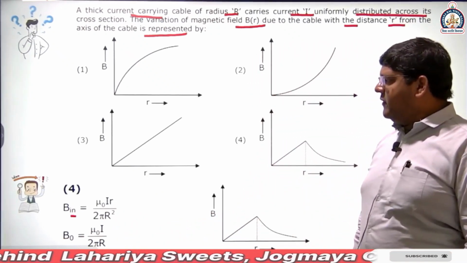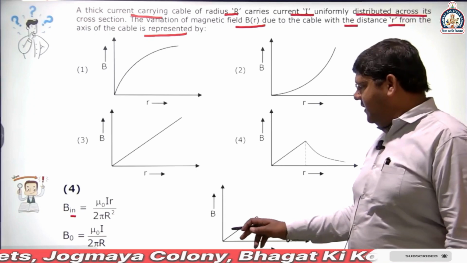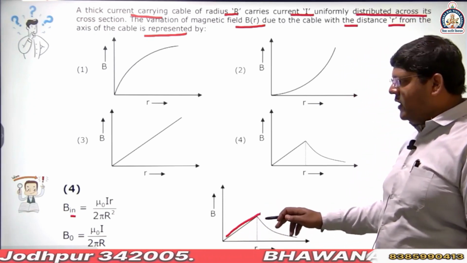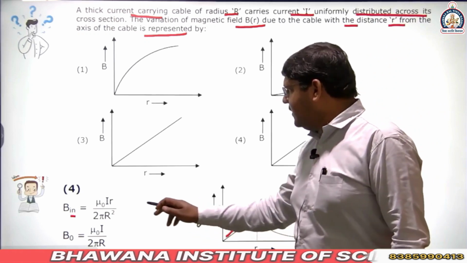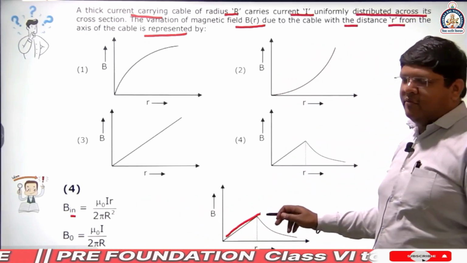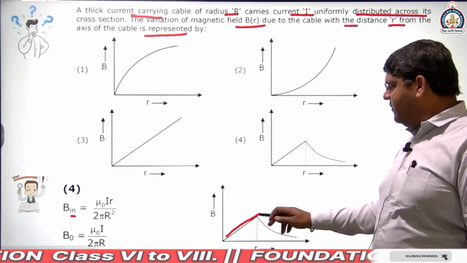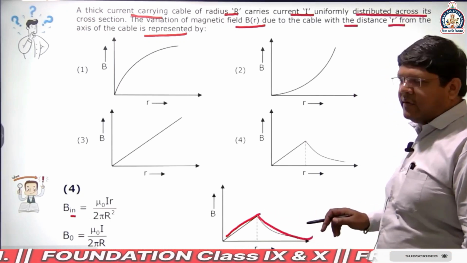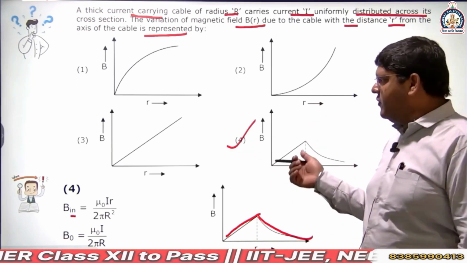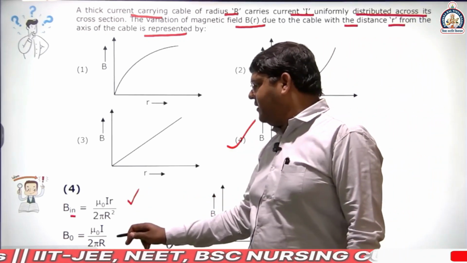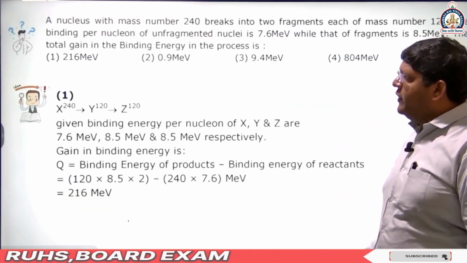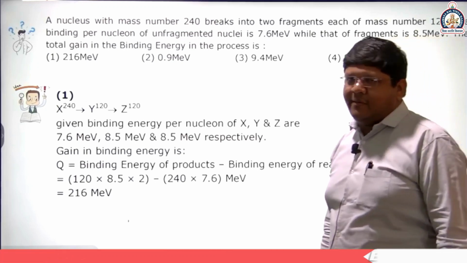On comparison, we can say the magnetic field increases with distance and reaches its maximum value, because in this relation we have a linear relation between B and small r, and after reaching the maximum value it decreases. So the correct option is option number 4, which comes from these two relations, inside magnetic field and outside magnetic field. Now moving to the next part, which is related to nuclear binding energy.